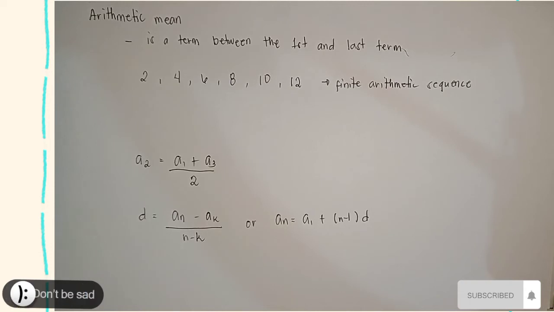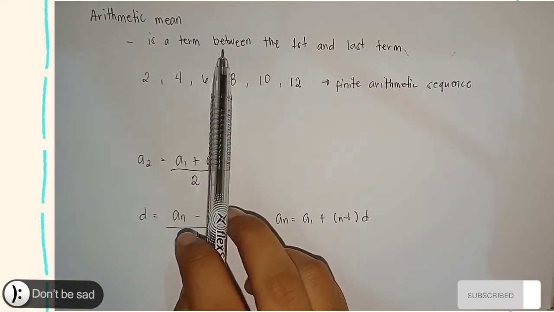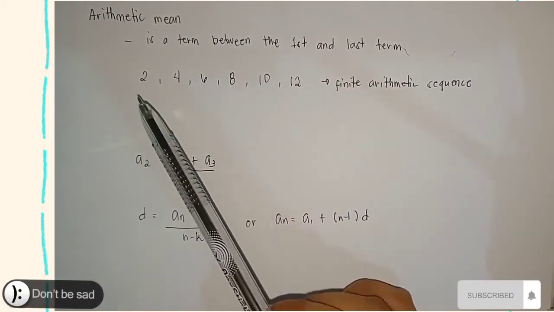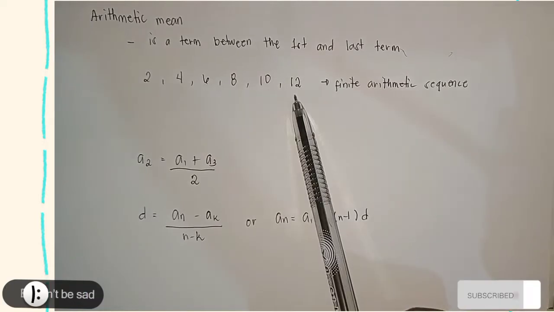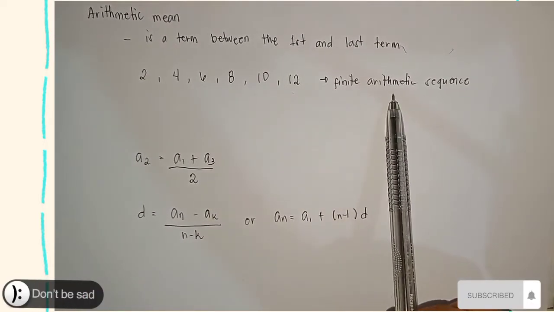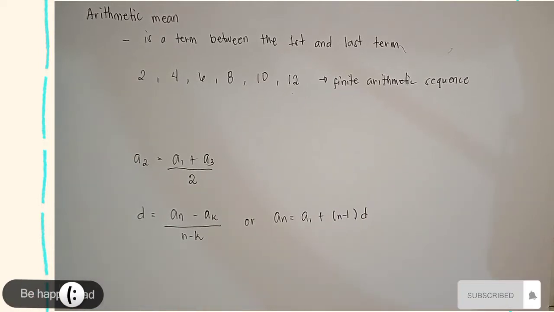Okay? So, ano ba kapag sinabi nating arithmetic mean? It is a term between the first and last terms. For example, we have 2, 4, 6, 8, 10, 12. And this is an example of a finite arithmetic sequence. When we say finite arithmetic sequence, ito yung meron siyang first and last term. Okay, so yun yung gagawin natin. Ang hinahanapan natin ng arithmetic means ay yung finite arithmetic sequence.